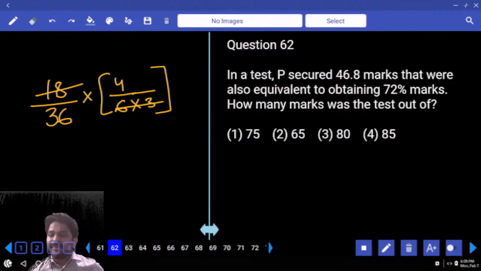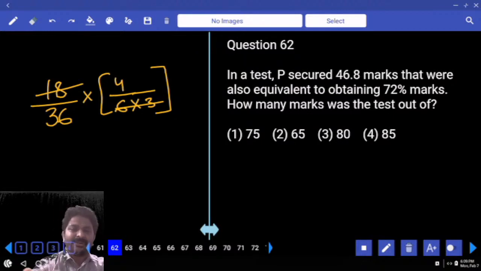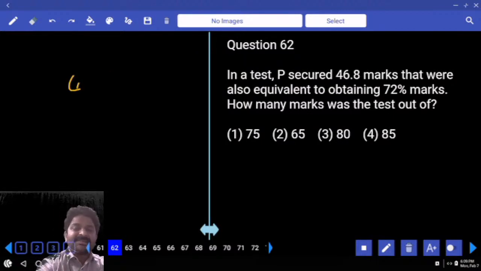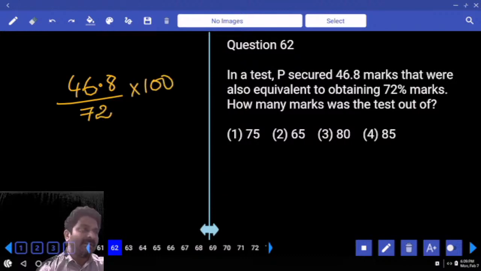In a test, P secured 46.8 marks, which was equivalent to obtaining 72% marks. How many marks was the test out of? So 46.8 is equal to 72%. Then 1% is divided by 72. 100% is equal to that into 100.